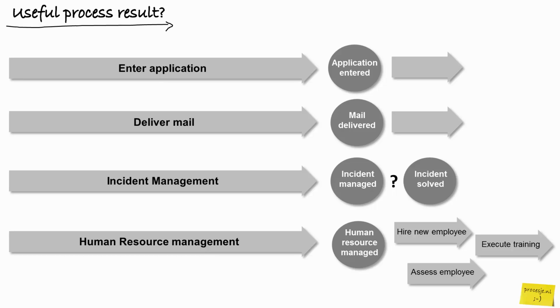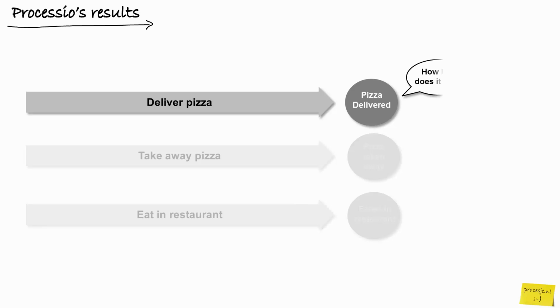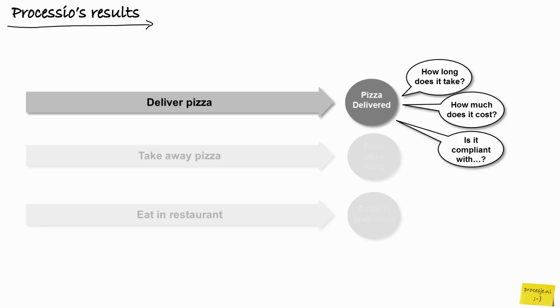And yeah, that's the thing I always do. And for example, with the pizzeria, we discovered there are actually three primary processes with three main results: pizza delivered, pizza taken away, and eaten in a restaurant. That's what customers ask. And so those are the processes you could continue with, and maybe dive into some problems, because maybe customers want to know things. How long does it take? How much does it cost? And maybe it needs to be compliant with some kind of laws. So then we'll dive into the difference between process result and process goals, and that's what I will address in my next video.